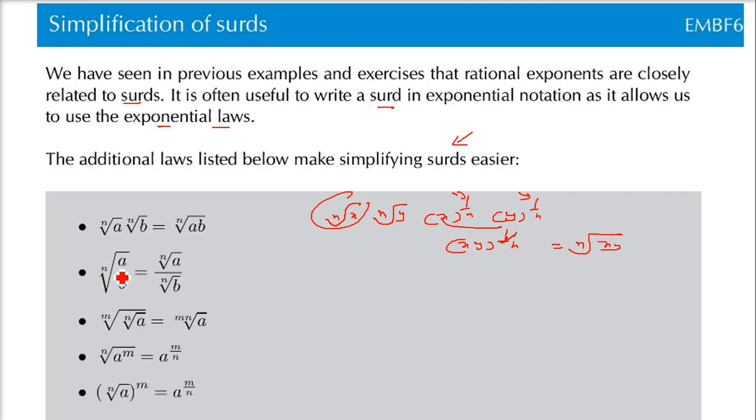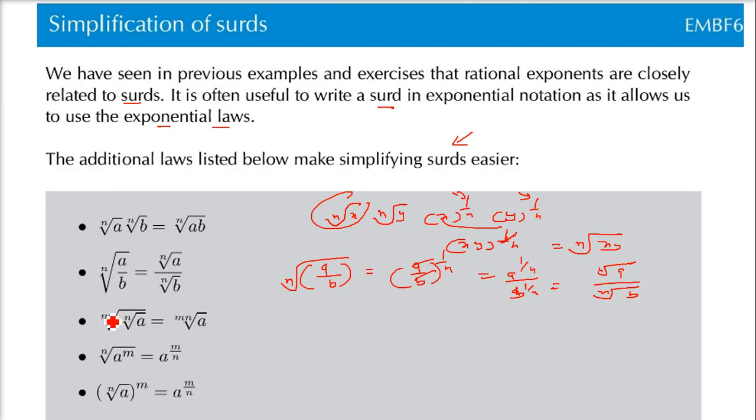Again the same thing: if the nth root of a by b is there, that means this is (a by b) to the power 1 by n. So this can be applied to both of these, a to the power 1 by n and b to the power 1 by n, and this is going to be the nth root of a divided by the nth root of b.